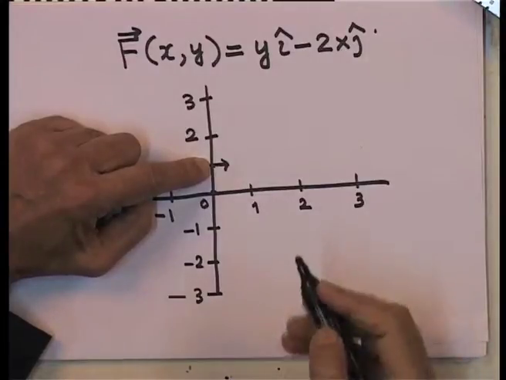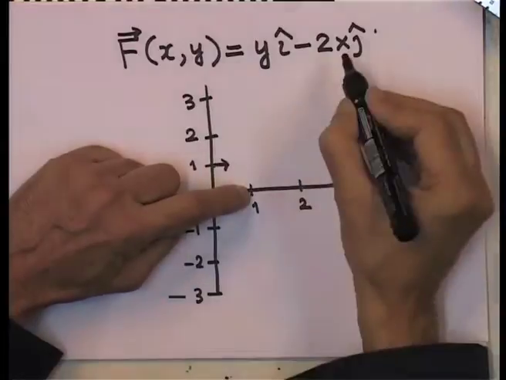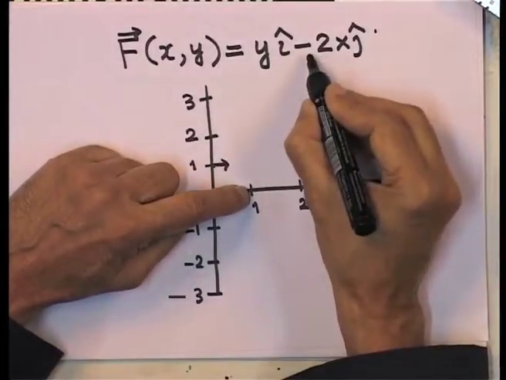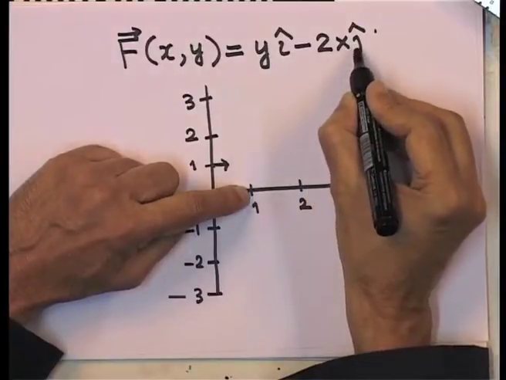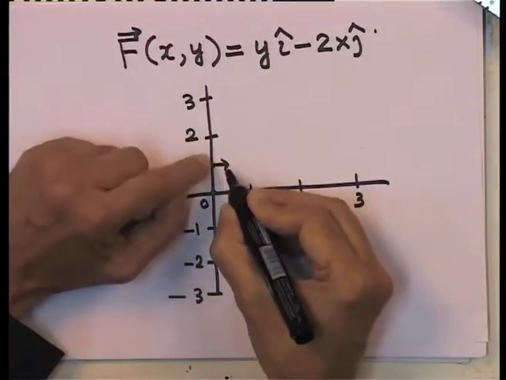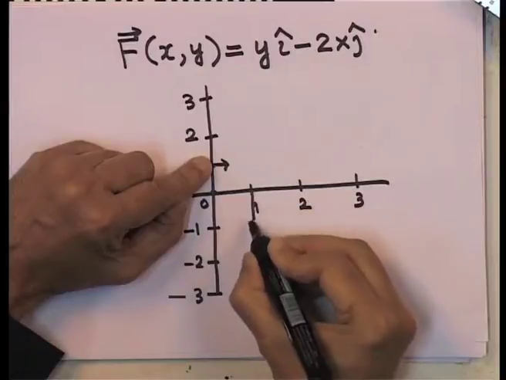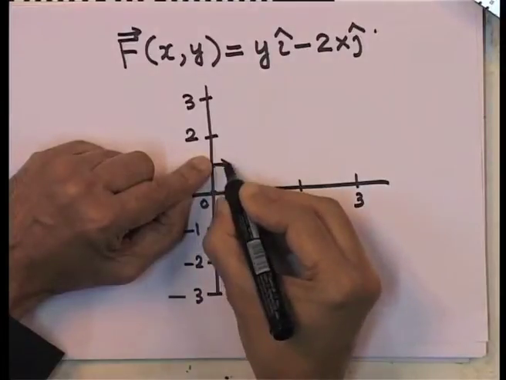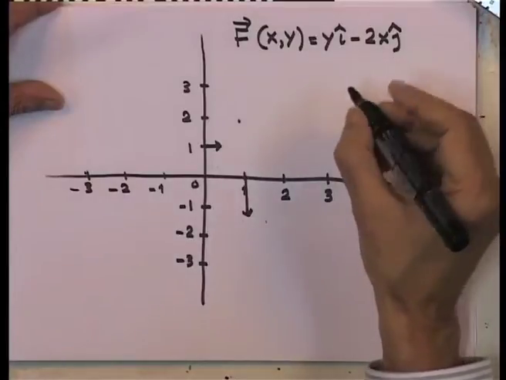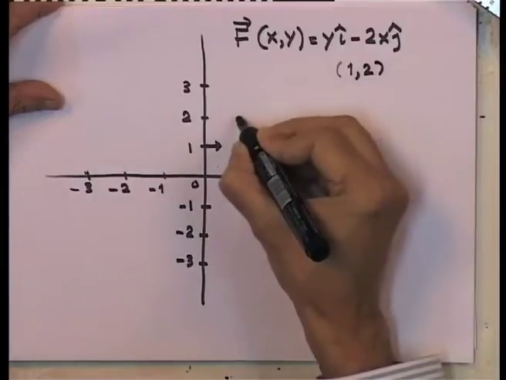Now, let us come for example to the point 1 0. Since x is 1, y is 0, you notice this is minus 2, but in the j direction. Minus means in the negative y direction, and since its length is twice as much, I represent it by a vector that is twice the length of this. Similarly, let us take the point 1 2, which is the point here.